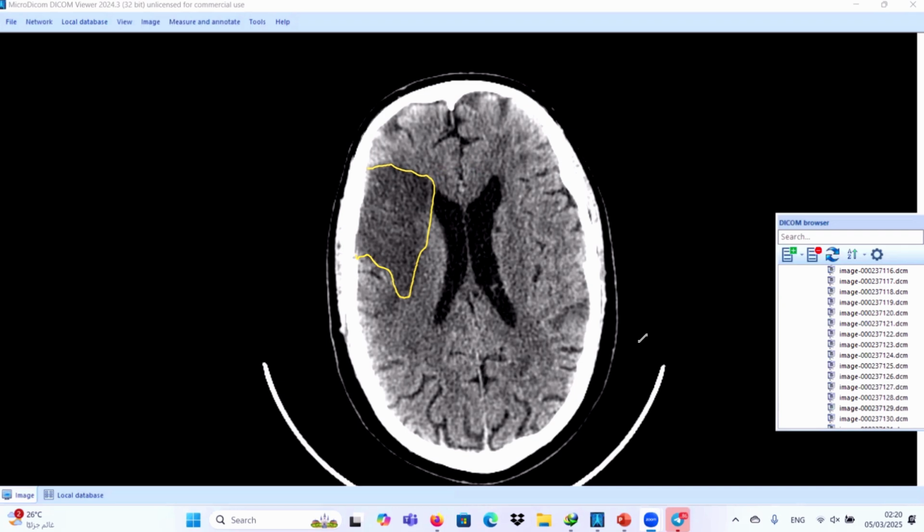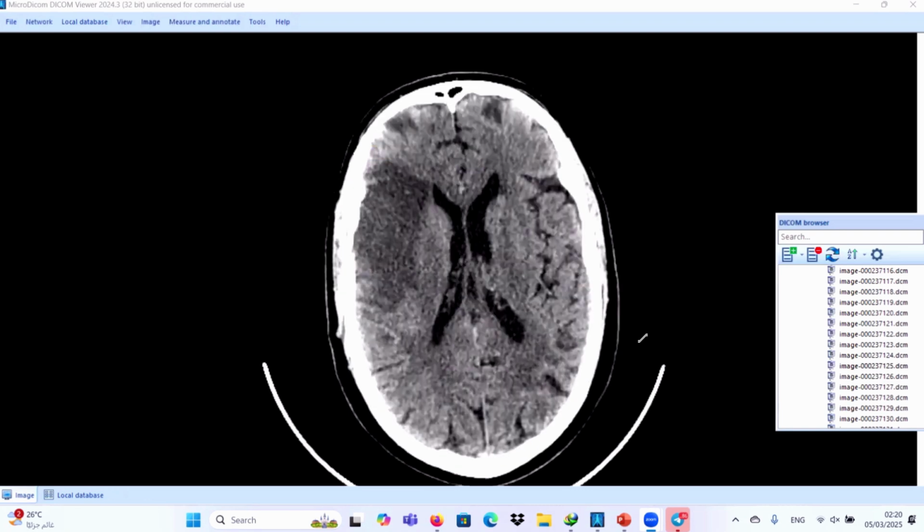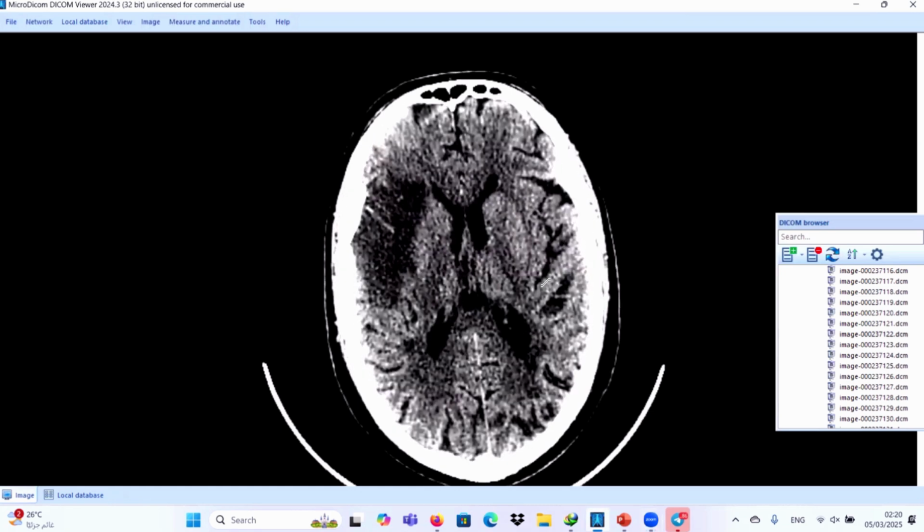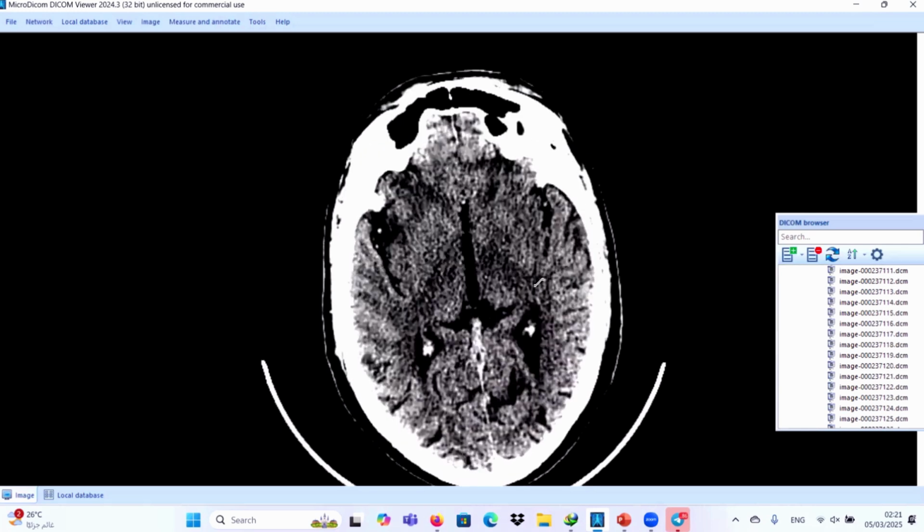Second point, mass effect. We have an effacement of the cortical sulci on the right side as compared to the left side. The third point that we have, if we go more to make a stroke window, as we discussed in the last video, the insula here on the right side appears hypodense as compared to the contralateral side. So we have here insular ribbon sign, and also we have here hyperdense MCA.